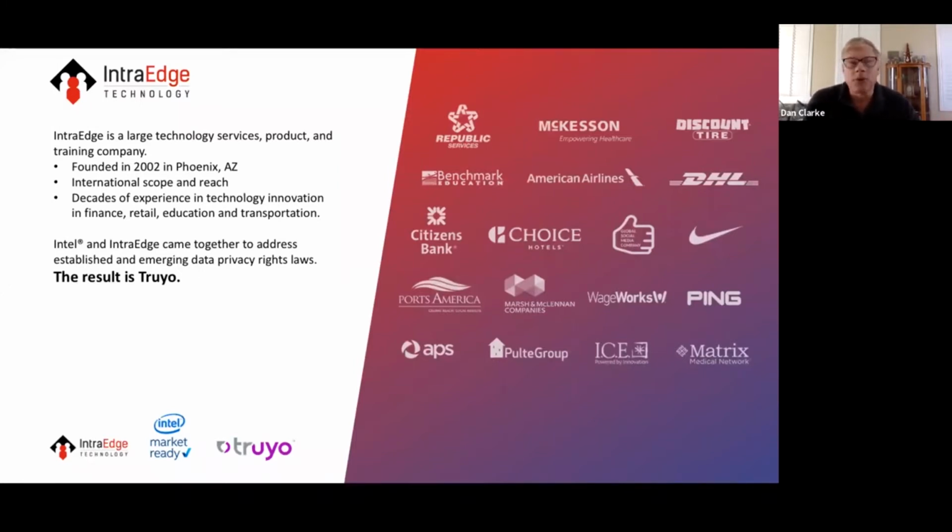So for those of you who don't know InterEdge, we're about a 1,400 person software development company based here in Phoenix, with offices all over the country and in the world. We do mostly security-emphasis software development. When we came together with Intel 4 or 5 years ago to create a privacy platform, we named it Truyo. Truyo is used by over 100 very large companies to manage their privacy compliance with things like GDPR and CCPA.